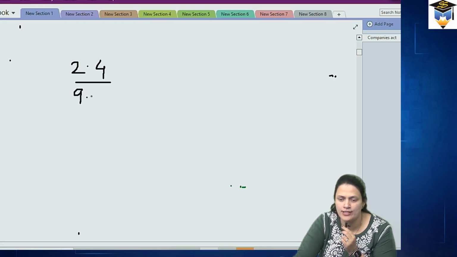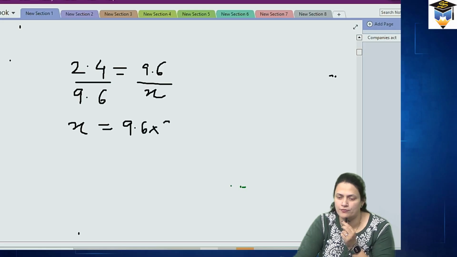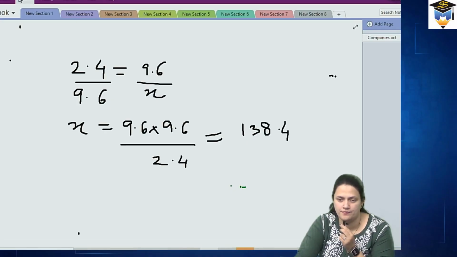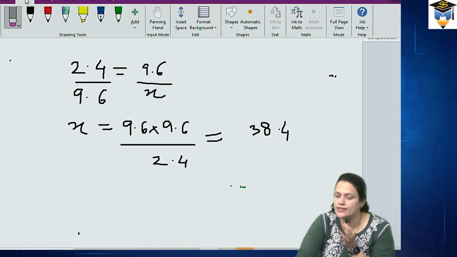We say 9.6 is in continued proportion. So what is the value of x? X will be 9.6 into 9.6 upon 2.4. That is 38.4. Understood this part? Easy?